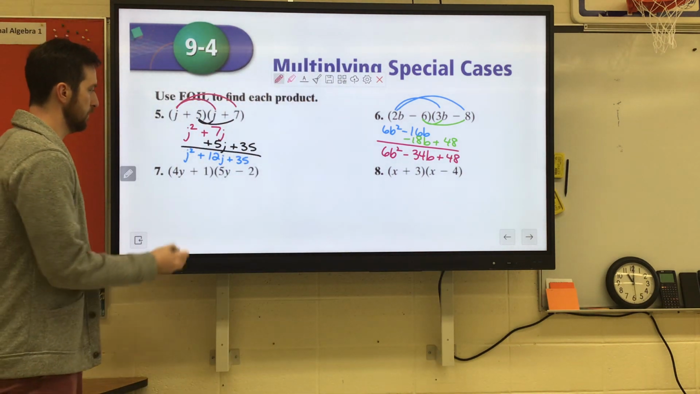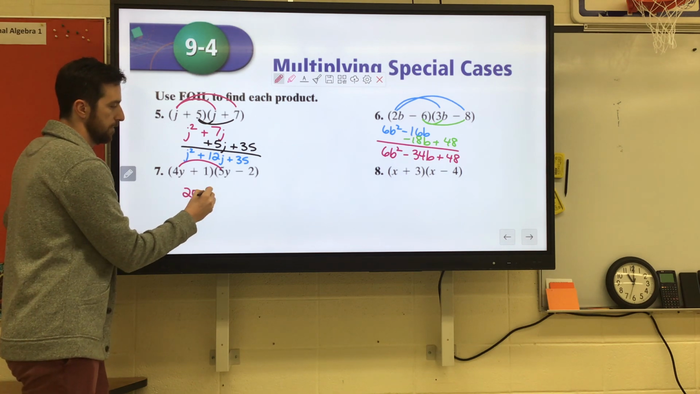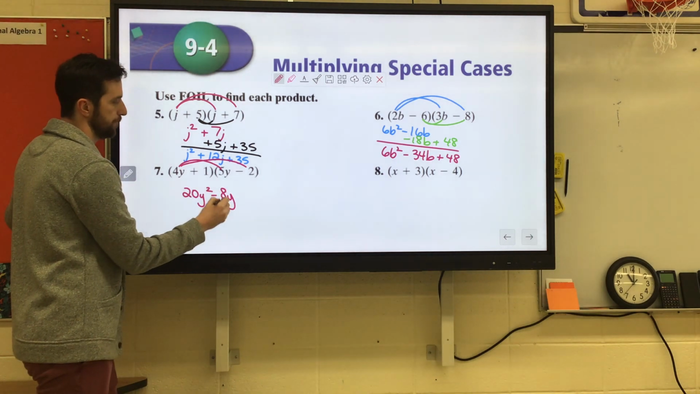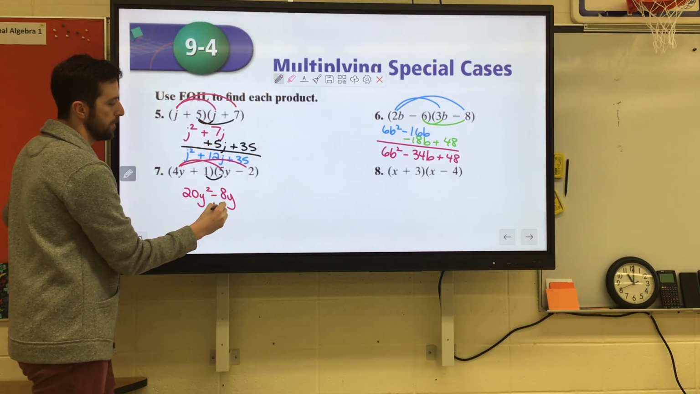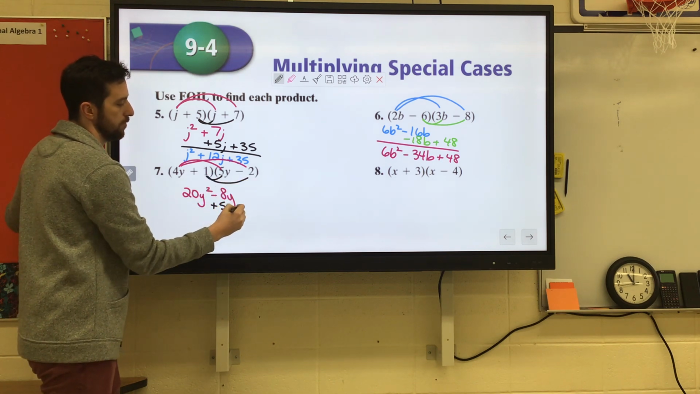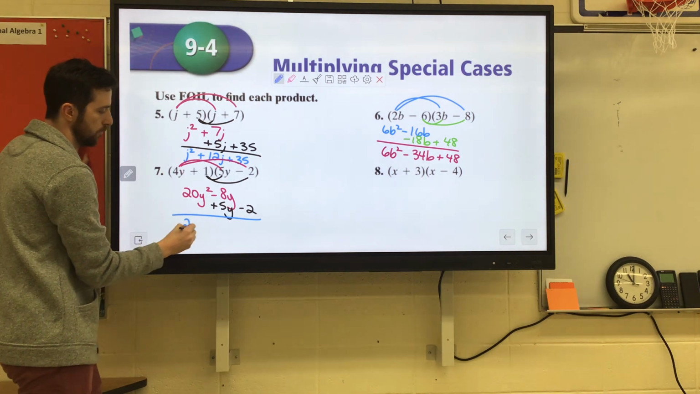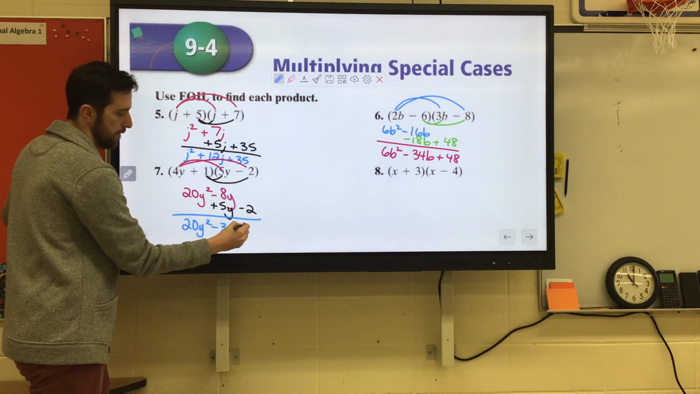All right, down here, 4y times 5y is 20y squared. 4y times negative 2 is negative 8y. Inside, 1 times 5y is 5y. And 1 times negative 2 is negative 2. Fun. So that would give us 20y squared, negative 3y minus 2.